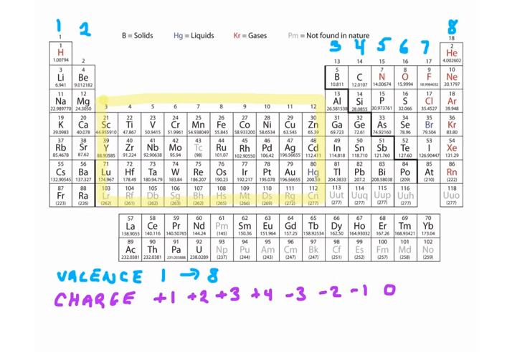And if you count those, what you will see is that there are 8 charges, and they correspond to those same 8 valence columns. So everything in that first column has a charge of +1. So that means lithium, sodium, potassium all have charges of +1. The next column, the alkaline earth metals, all have a charge of +2. So beryllium, magnesium, calcium, all a +2.